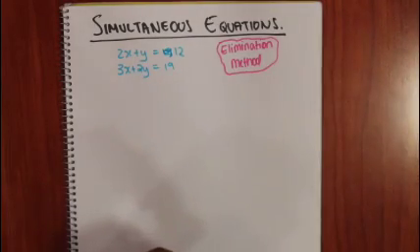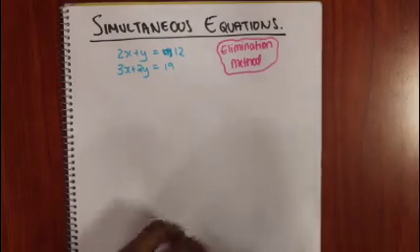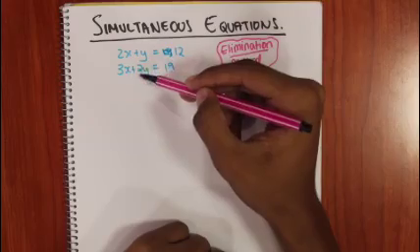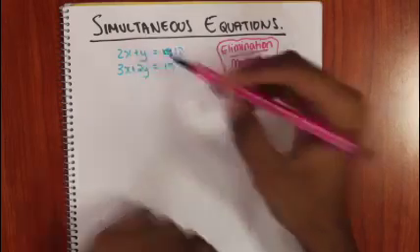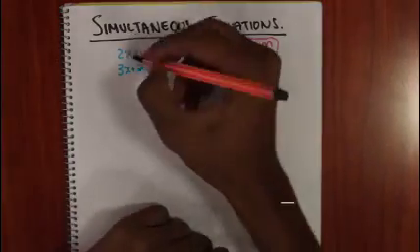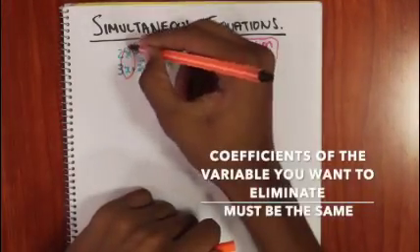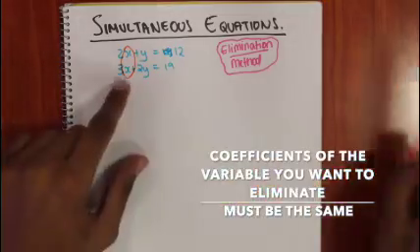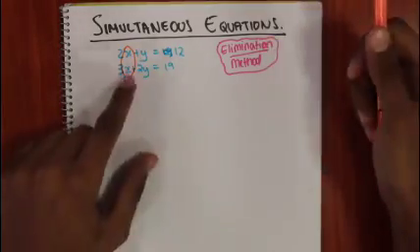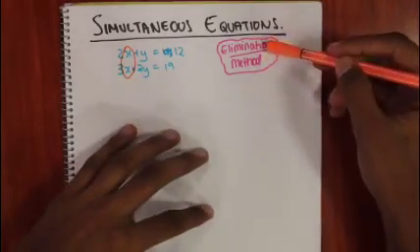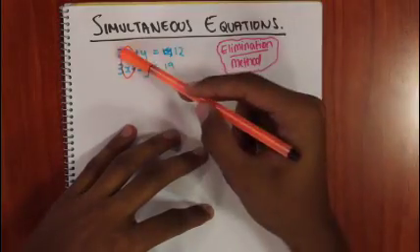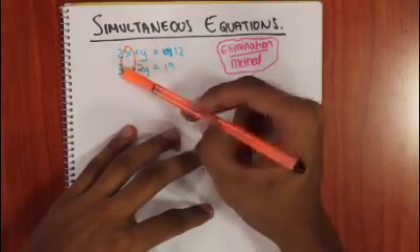So essentially, you can't use the elimination method if the coefficients of the variable you choose aren't the same. So in this case, let's take the variable of x. Our variable in this case, the one we would like to eliminate, is x. But we cannot choose the elimination method if the coefficients of x aren't the same. So how do we make the coefficients of x the same?